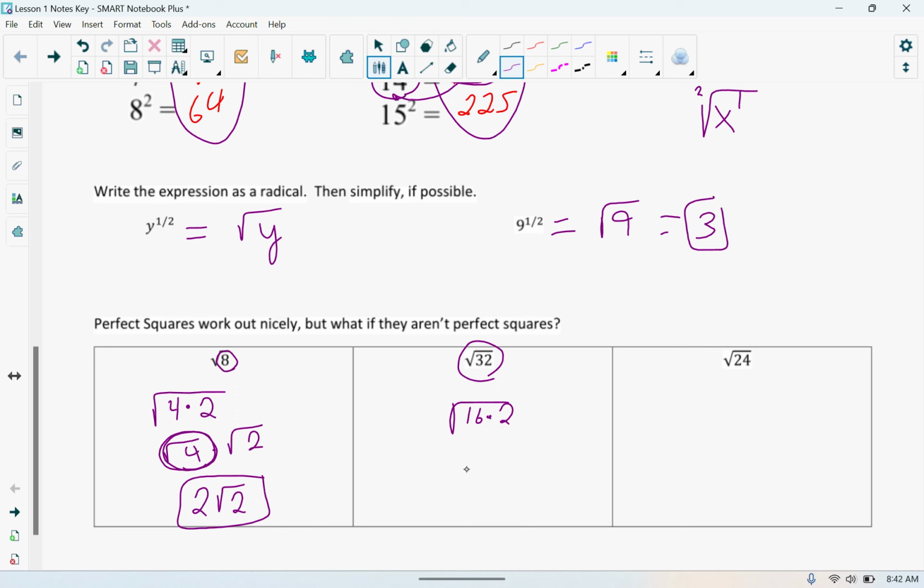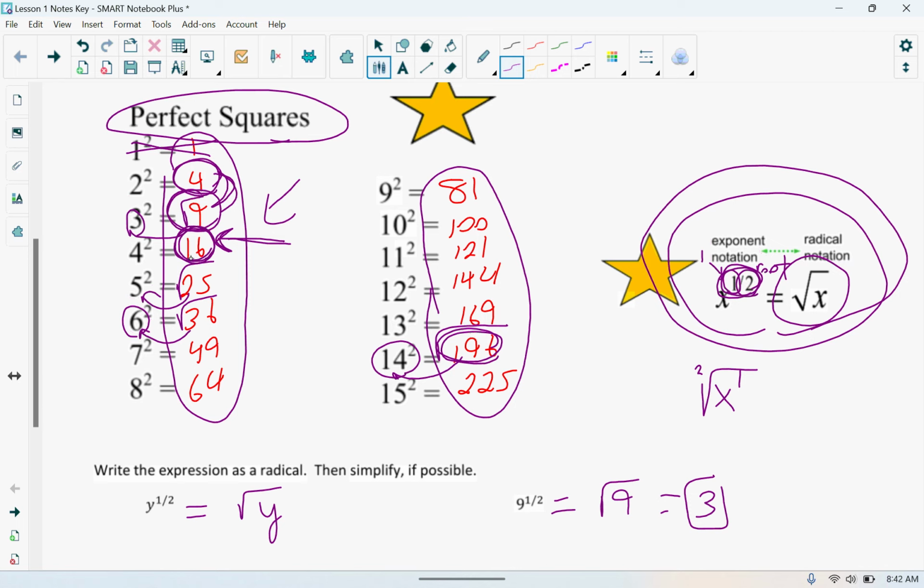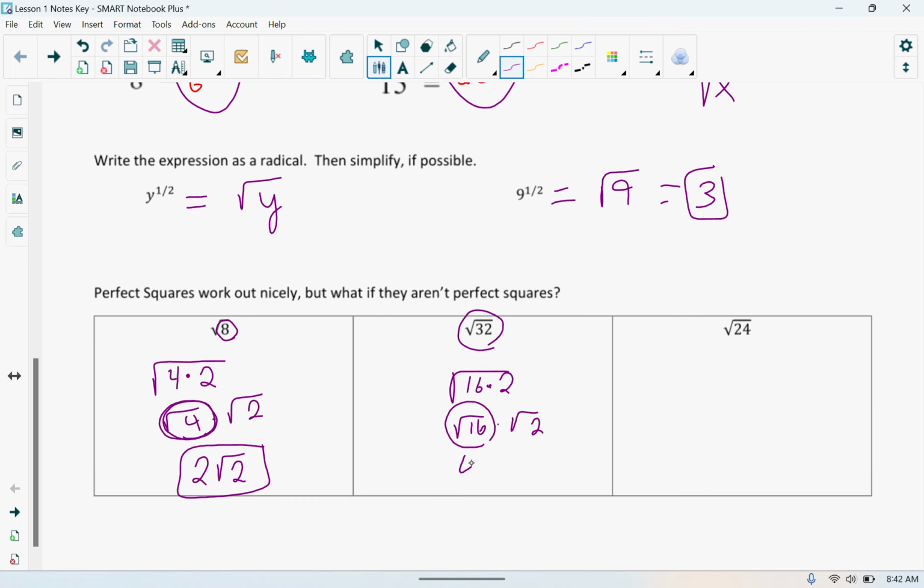Okay, and so I'm going to split this up again. So square root of 16 and square root of 2. And sure enough, I can take the square root of 16. Let's look back up here. So the square root of 16 is 4. So I'm going to say 4 square root of 2 for my answer.